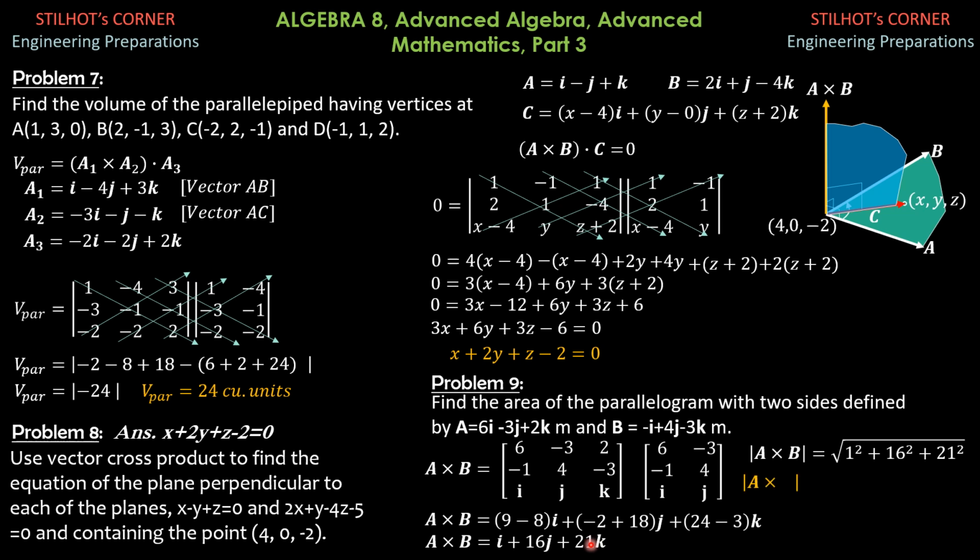So the area of the parallelogram is the magnitude of a cross b. So square root of 1 squared plus 16 squared plus 21 squared. And that magnitude, which is the area of the parallelogram, is equal to 26.42 square units. Then problem 10.